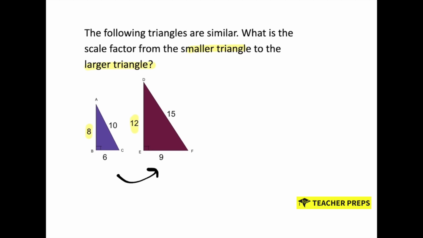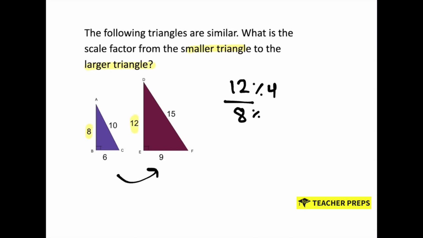Now that we have our corresponding parts, the next step is to put those corresponding parts in a ratio or a fraction. Since we're finding the ratio from the smaller to the larger, we know that we're going to have a ratio that is bigger than 1 because our triangle increased in size. So we need to put the corresponding side on the larger triangle in the numerator. That's 12. And then we're going to put the corresponding side of the smaller triangle in the denominator. That's 8.